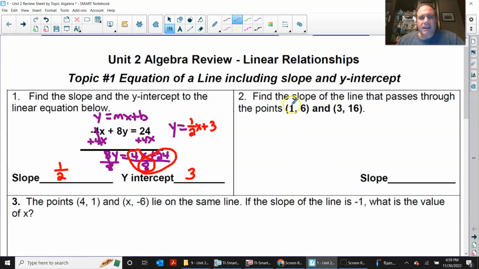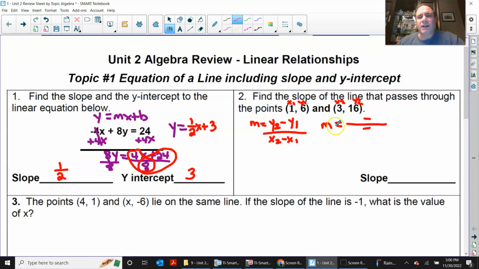Find the slope of the line that passes through (1, 6) and (3, 16). So you're going to label x1, y1, x2, y2. So we have m equals, and the formula for slope when you have 2 points is y2 minus y1 over x2 minus x1. And the slope formula for a graph is rise over run. The y2 minus y1 is the rise. The x2 minus x1 is the run.